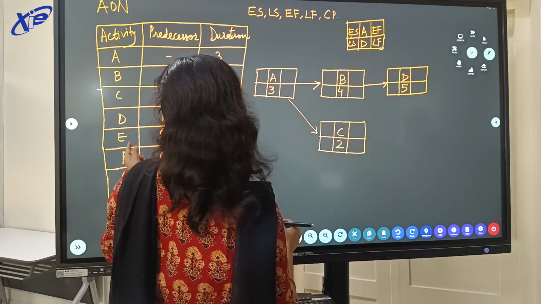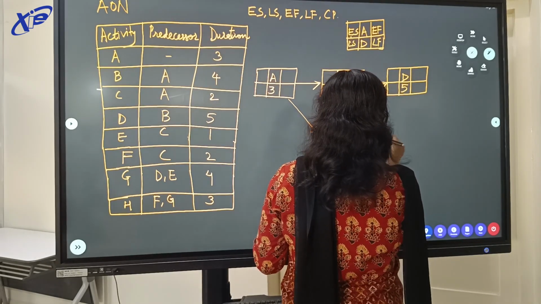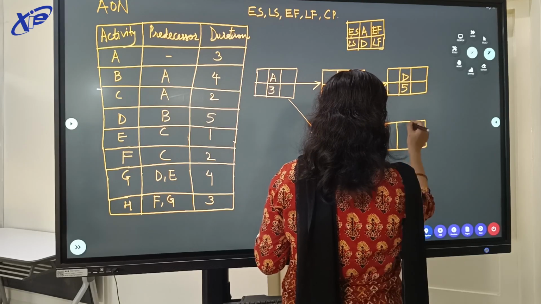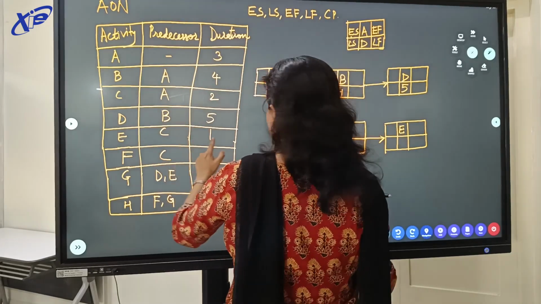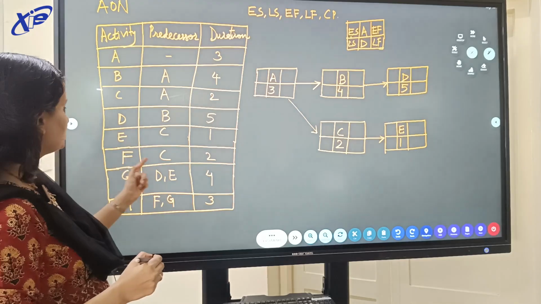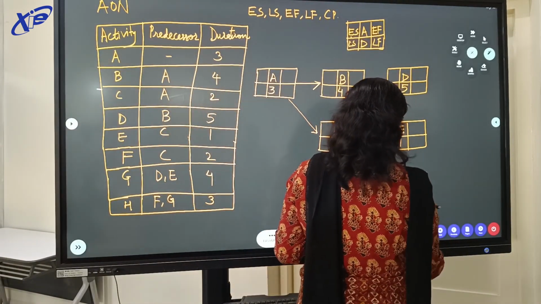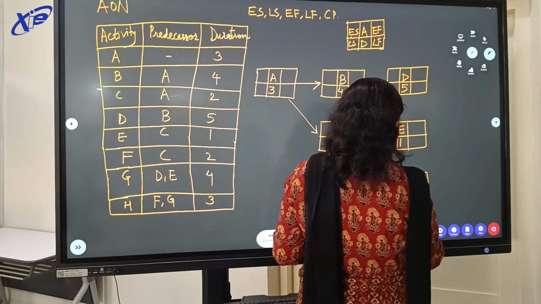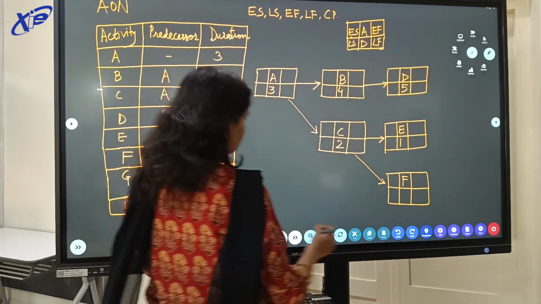Then we draw activity E such that C has been completed, with a duration of 1. Then we have to draw activity F wherein C has been completed. So we draw activity F where C has been completed, with a duration of 2.